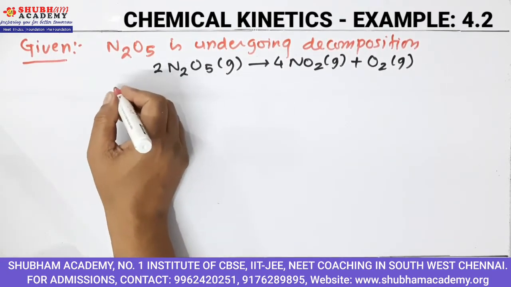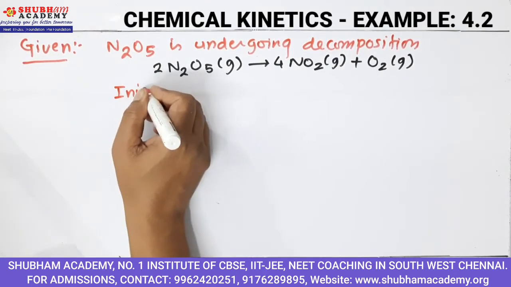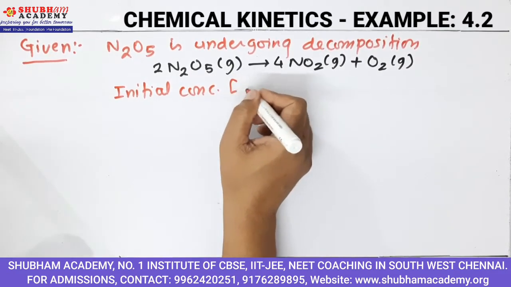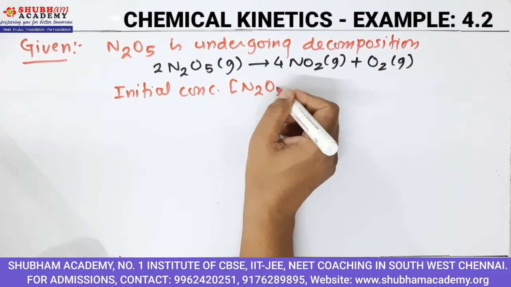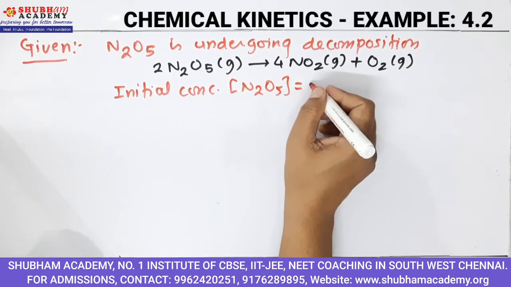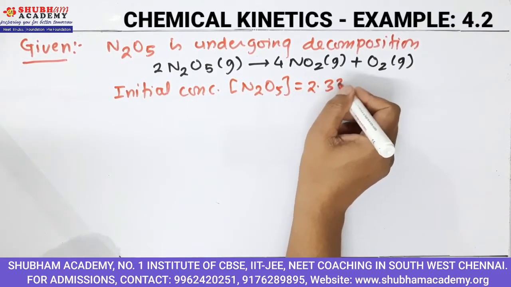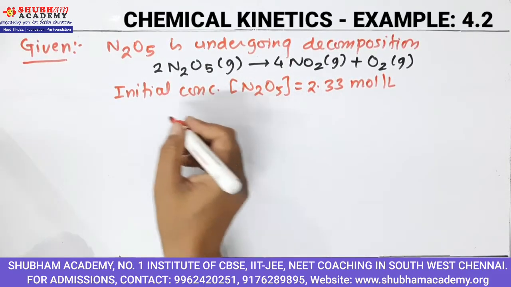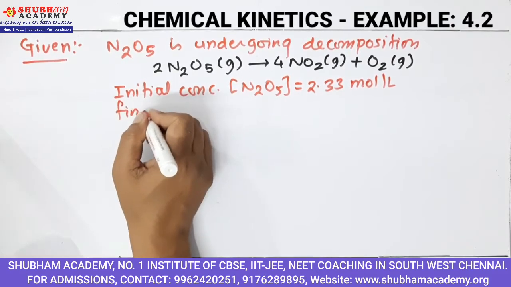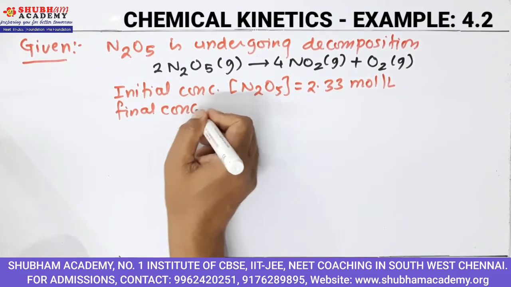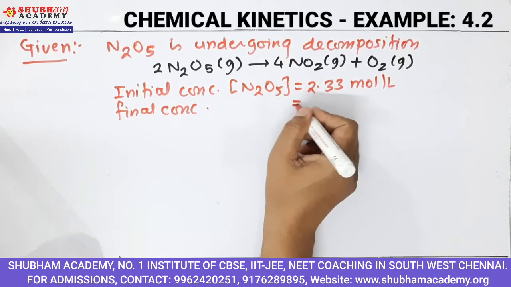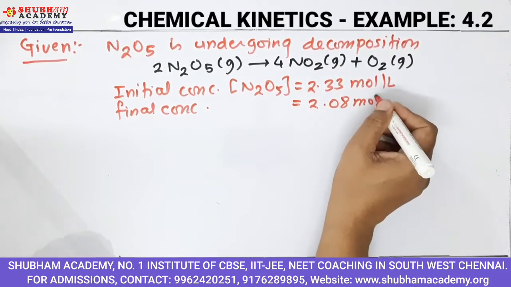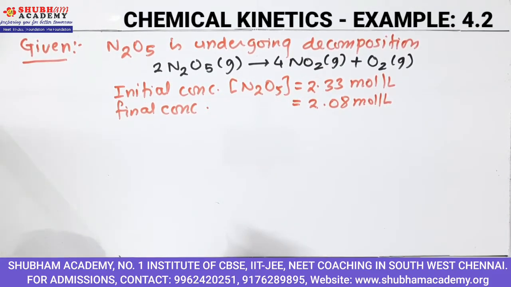Initial concentration is given. Initial concentration of N2O5 is how much? 2.33 mole per liter. Okay. Final concentration is given. Final concentration is how much? 2.08 mole per liter, right?